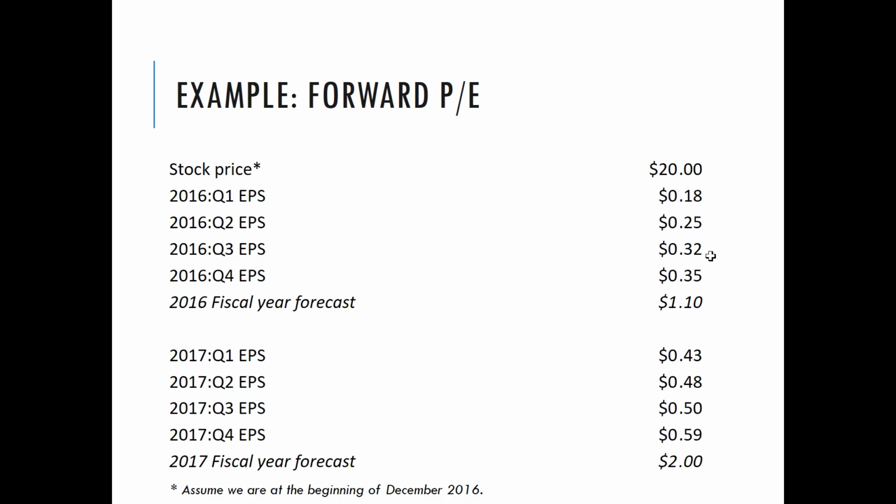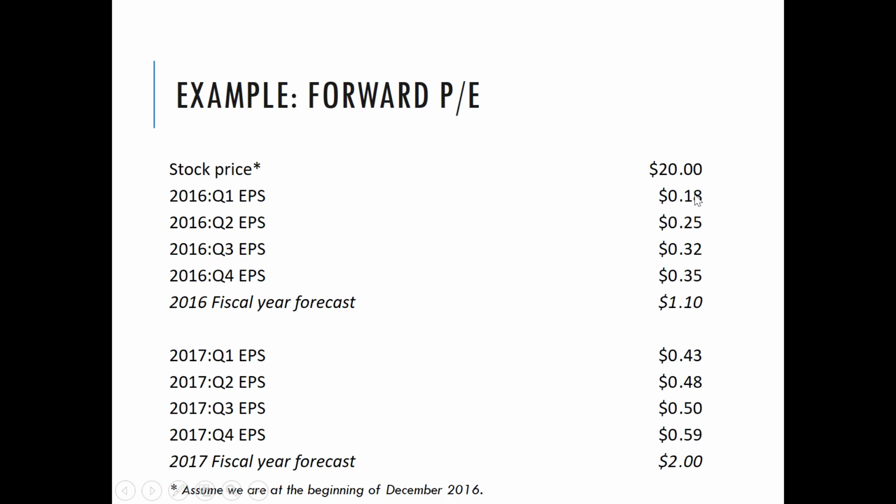In this example, we have an illustration of what happens when you use either a forward or a trailing multiple. It also highlights that you can technically calculate a forward multiple in a number of different ways. Here we have a company with a stock price of $20 per share, and earnings per share that are historical, and some in the future. In this particular scenario, we are assuming that we're at the beginning of December 2016. This company follows the traditional financial year, which runs until December 31st.